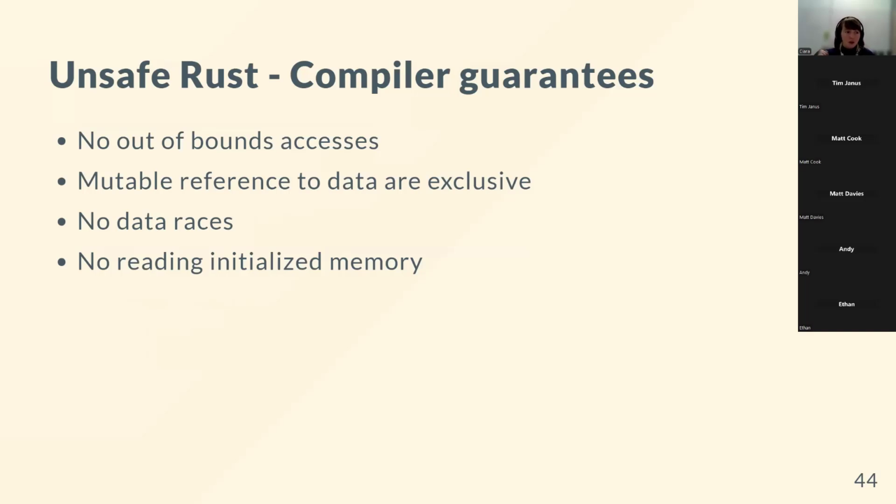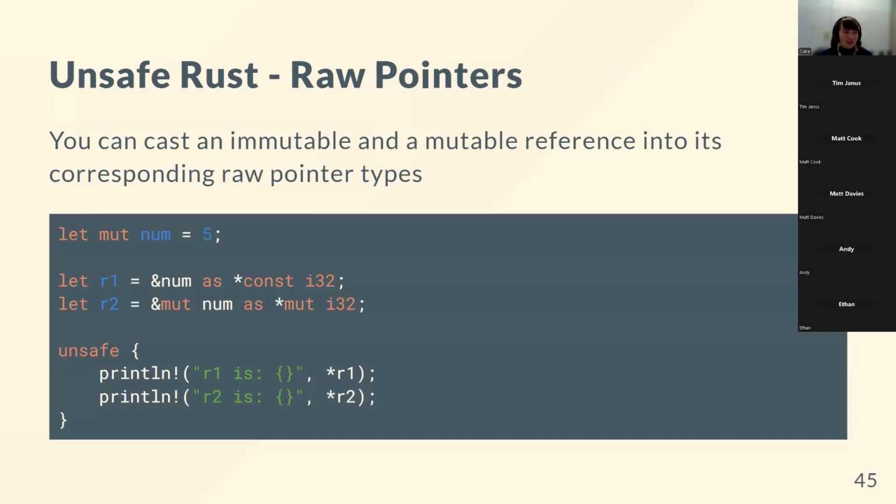And any unsafe Rust could violate these. So we have to be really, really wary of these, but there are other guarantees as well. And going back to raw pointers, with safe Rust, you can cast between an immutable and mutable reference to its corresponding raw pointer type. So that's the other thing about unsafe: it doesn't mean you just have to read the code within the unsafe block carefully. You have to read the surrounding code.